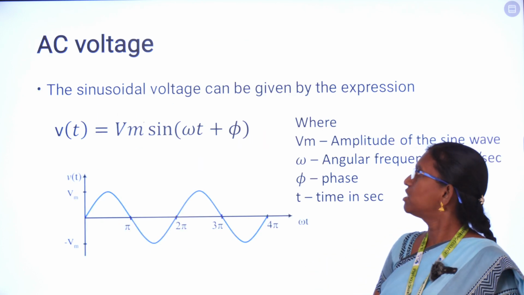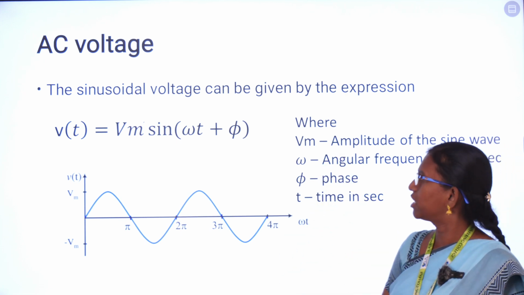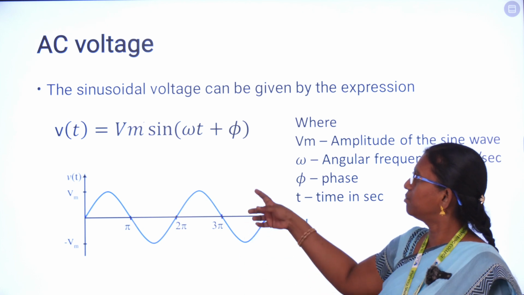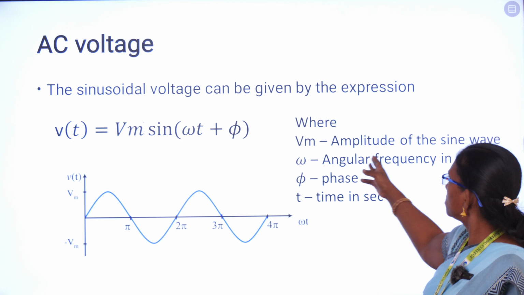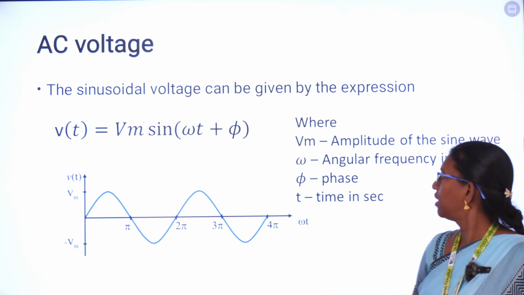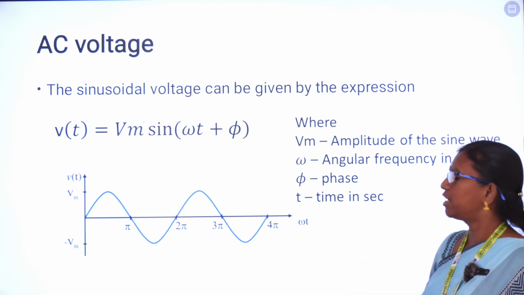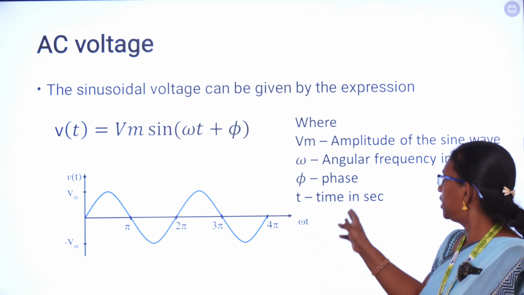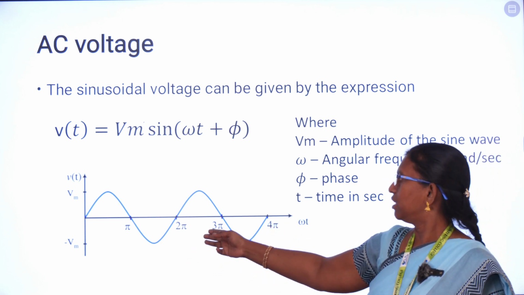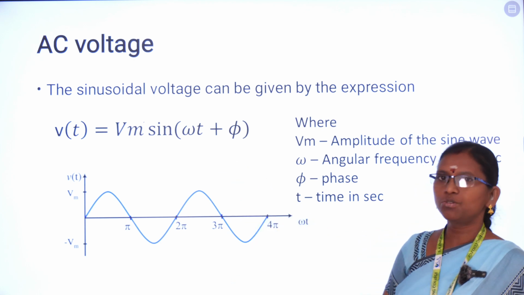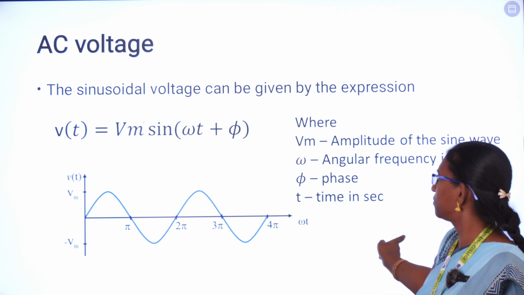So this is the AC voltage equation. The sinusoidal voltage can be given by the expression v(t) = Vm sin(omega t + phi), where Vm represents the amplitude of the sine wave, omega represents the angular frequency in radians per second, phi represents the phase and t represents the time in seconds. And you can see here the waveform of the AC voltage given by its expression Vm sin(omega t + phi).